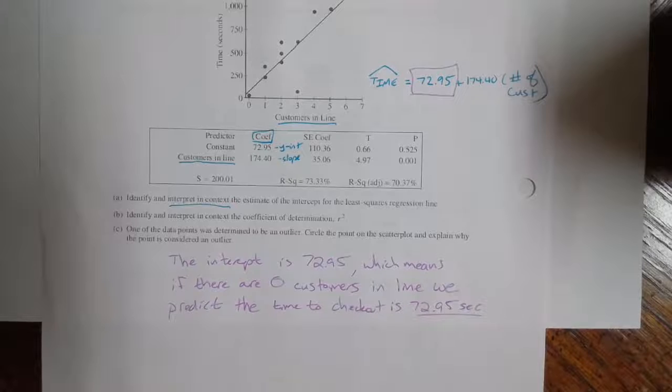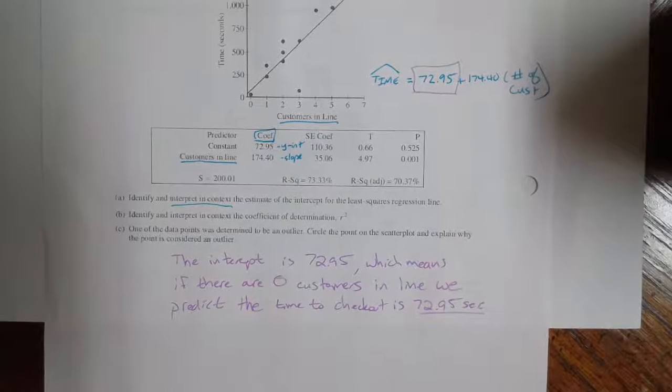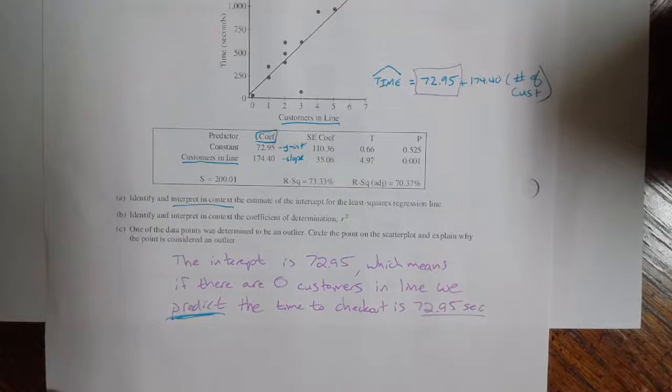Always we want to keep it in context, so we ought to make sure we mention the time that's measured in seconds here, and the 0 customers in line. Another really important thing about answering this task is that it's not that we know the answer is going to be 72.95 seconds, it's that we predict or expect the time to be 72.95.